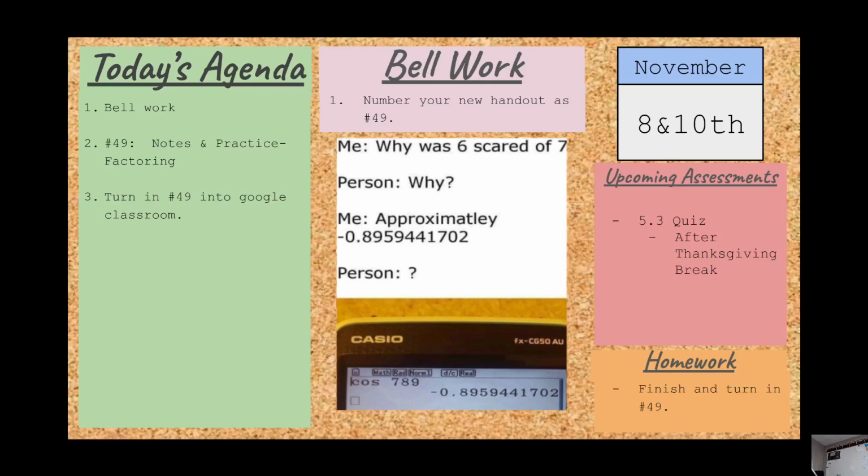And you guys are welcome to check with each other to make sure that it looks like you're getting the same thing as your neighbor if you'd like to, but totally optional.